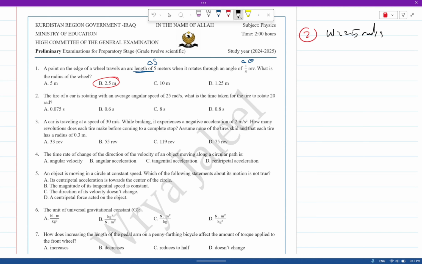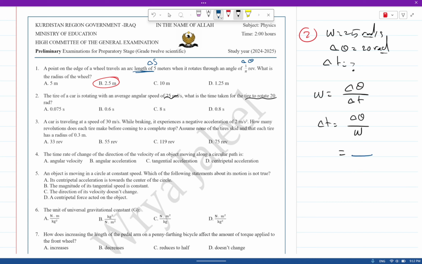What is the time taken for the tire to rotate 20 radians? So delta t is unknown. Delta theta is 20 radians. Now, since omega is given, we know that omega is equal to delta theta over delta t. The question is about the time, so delta t is delta theta over omega. You can see that this is radians per second, this is radians, so no conversion needed.